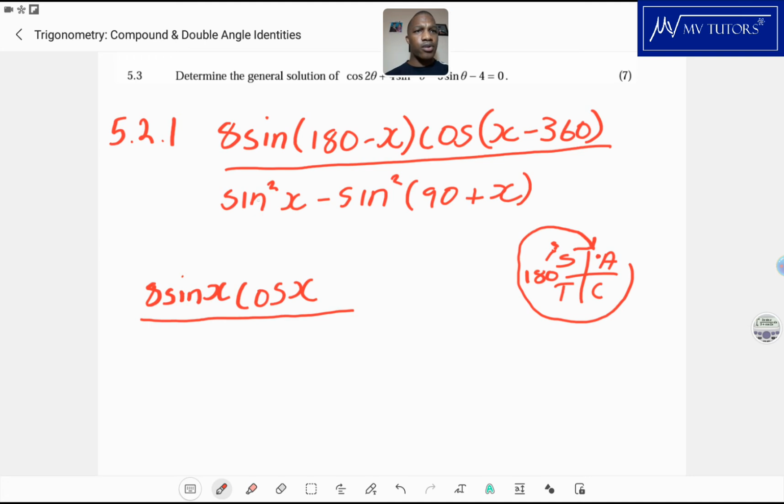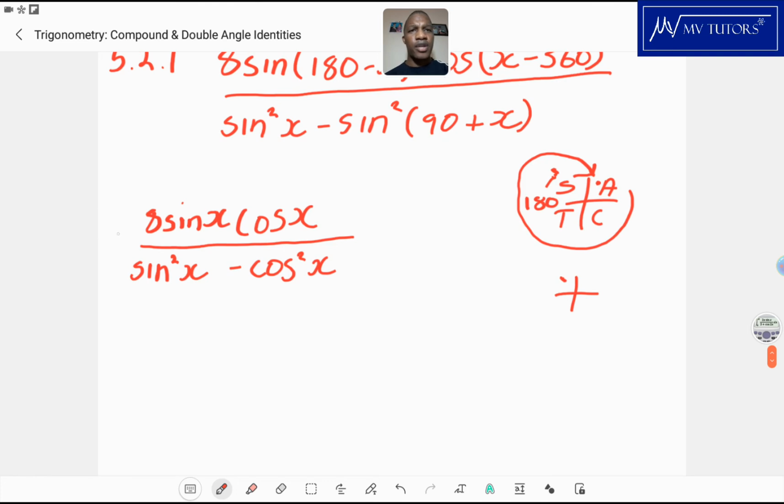Now this one at the bottom, sine squared x, that one remains the same. We can't manipulate that any further. Minus this one, it's 90 plus. So 90 plus is in this quadrant. Sine is positive in 90 plus, so the sign remains as it is. It's negative, negative, so it's a positive, because sine is positive there. Because it's 90 plus, it changes to a cos squared x.